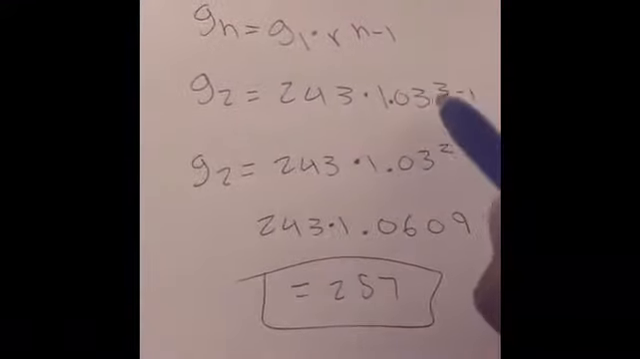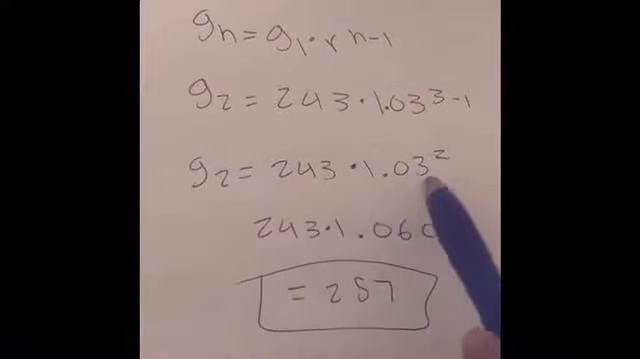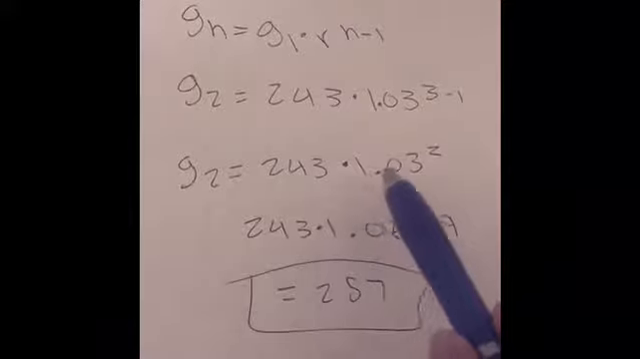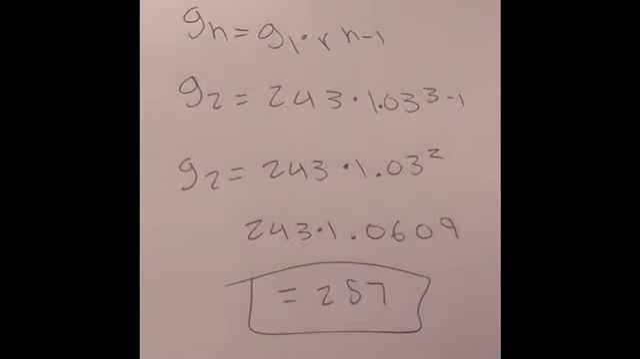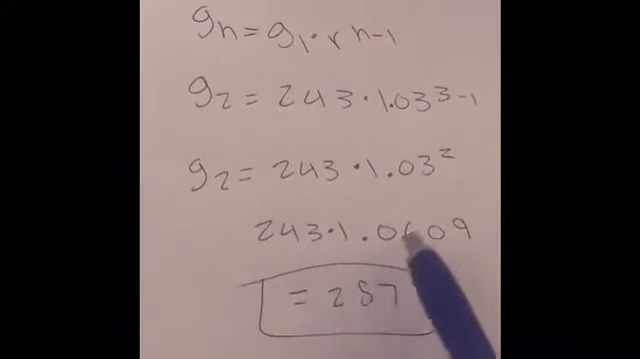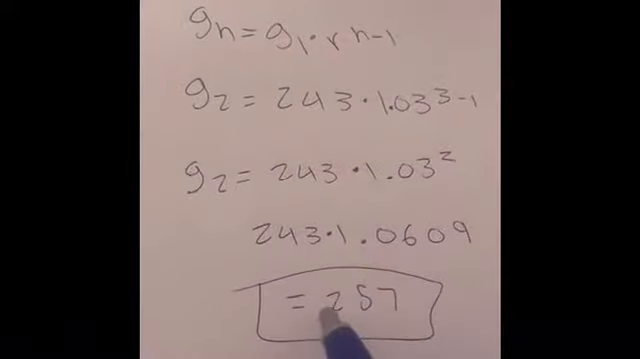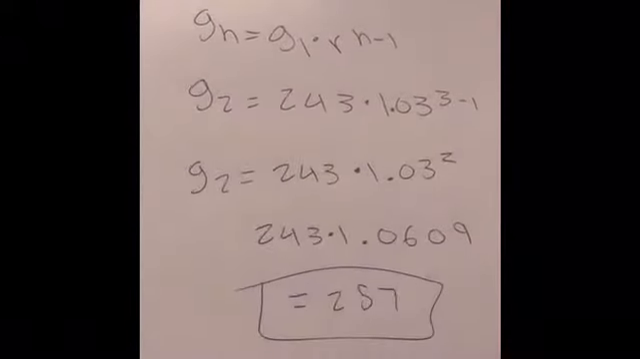For the next step, we subtract 3 minus 1 and get 1.03 to the second power. Before we multiply these two numbers, we plug in 1.03 to the second power into a calculator, and we get 1.0609 times 243, and the final answer is 257 for the second year.